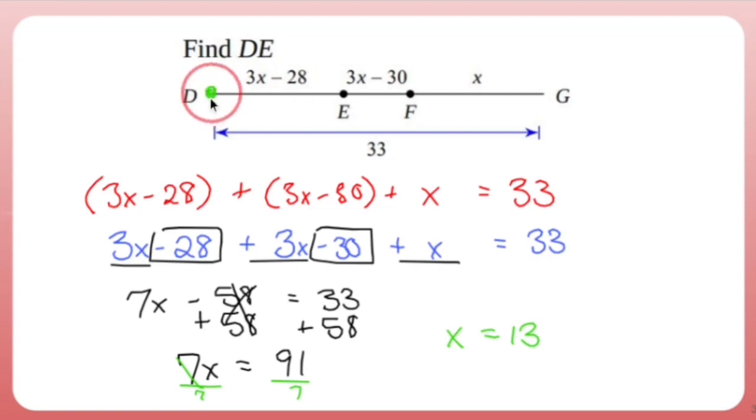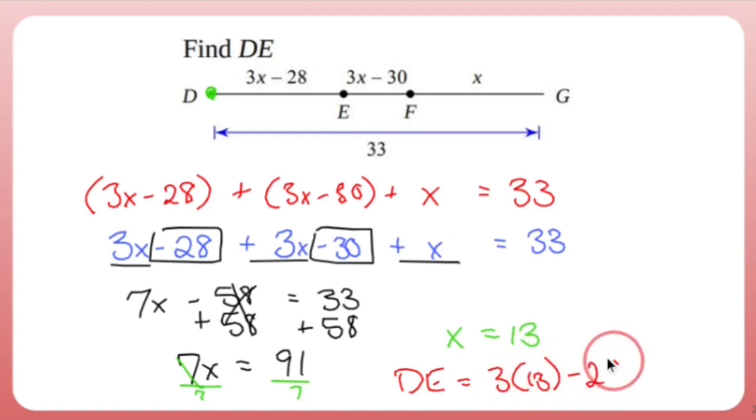But the only way that I could find DE is by finding x and now plugging it into that expression right there. So DE is 3 times x, 3 times 13 minus 28. So 3 times 13 is 39. 39 minus 28 is 11. So DE is 11. No units to worry about, no centimeters, no inches. Just 11. We found it.